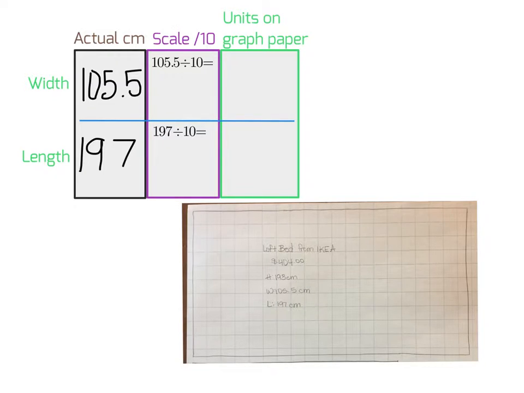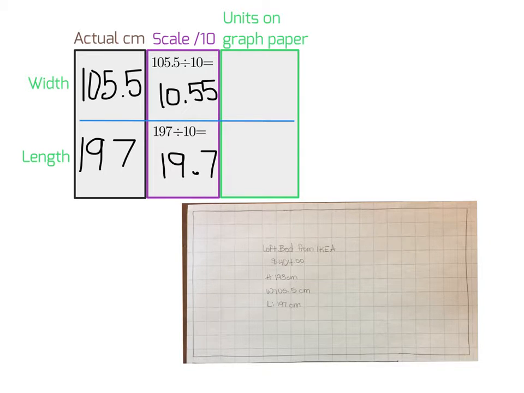When I divide 105.5 divided by 10, my answer is going to be 10.55. And 197 divided by 10 is 19.7. Okay, so here's where we're going to use this graph paper, and it's a little bit tricky.